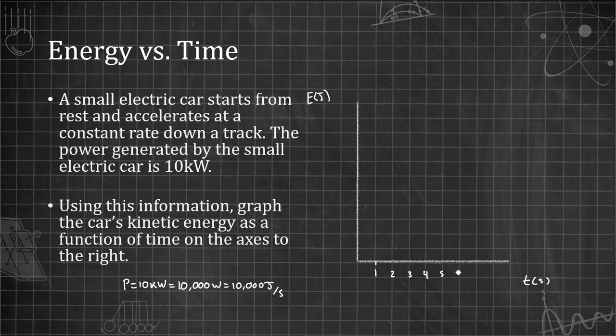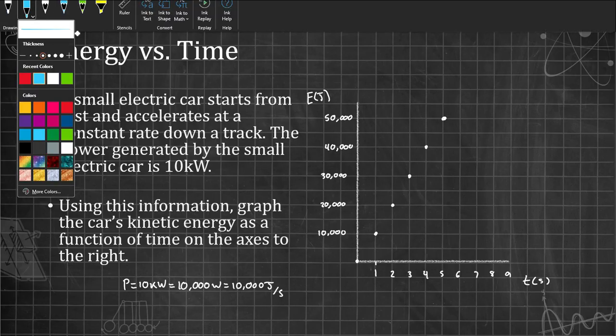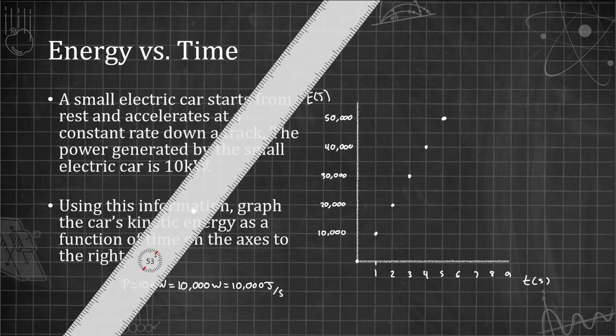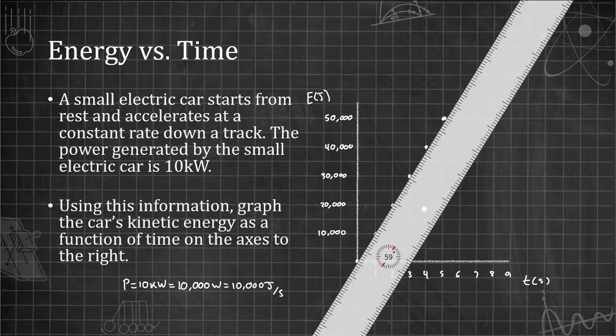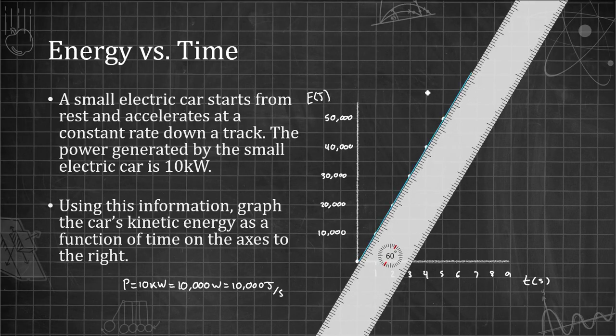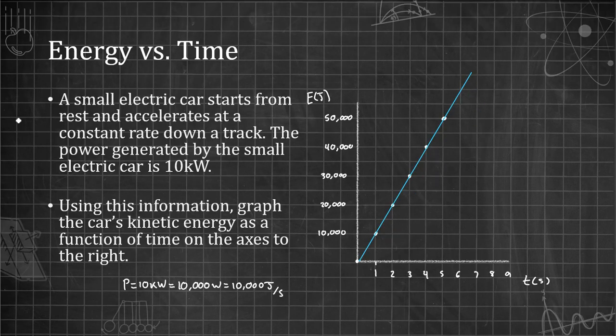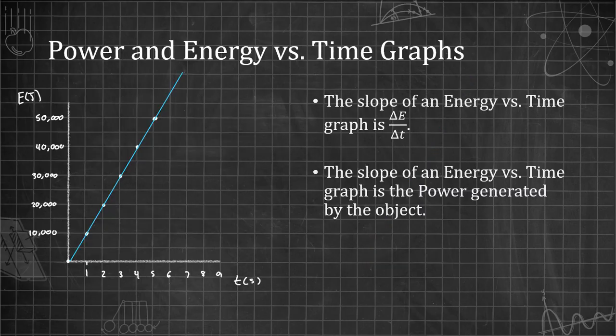So we're going to go ahead and scale these axes so that every box on the horizontal axis is 1 second, and every box on the vertical axis is going to be 5,000 joules, but we're going to label every 2 boxes. So every 2 boxes is 10,000 joules of energy. Plotting all of our points, showing that we're increasing the energy by 10,000 every single second, we should get a straight line graph whose slope is equal to 10,000 joules every second.